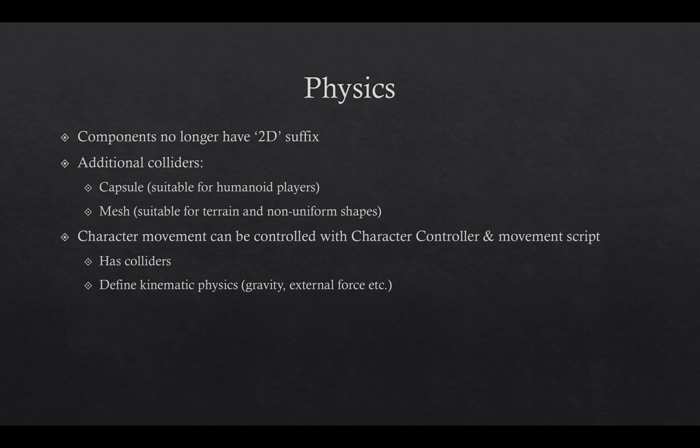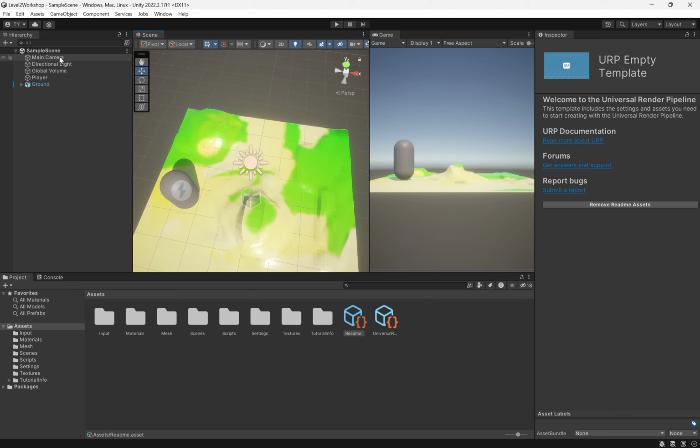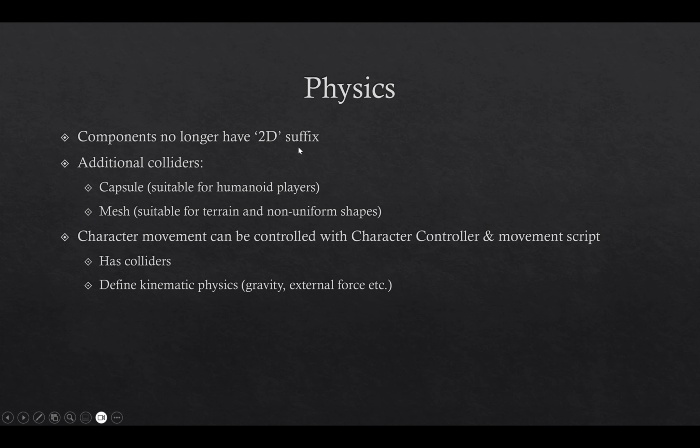Yeah. So for physics, again, components no longer have a 2D suffix. And there are additional colliders, such as a capsule collider, which is usually suitable for humanoid players, and a mesh collider, which follows the shape of a 3D mesh. A mesh is kind of like a 3D model, or the more scientific term for it, okay?